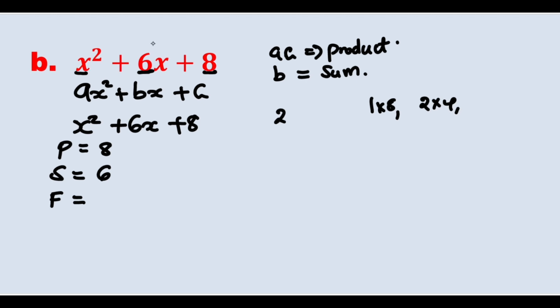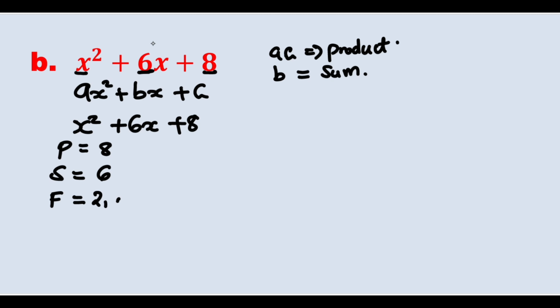Which other number can give you 8 if you multiply? So I think basically these are the main. So now from this product, you are now able to identify which arrangement will give the sum. Is 1 plus 8 giving you 6? No. Can 2 plus 4 give you 6? Yes. So therefore these are the two numbers that can be multiplied to give us 8 and can be added to give us 6.